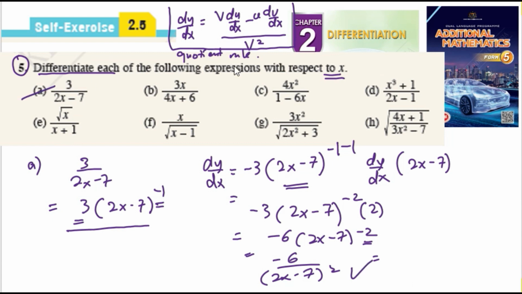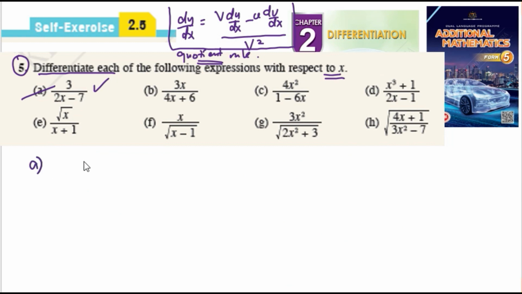This one is not the quotient rule. So I will show you how to use the quotient rule. That shortcut can only be done if the top is without x and the bottom is with x. But for the other case where you see x and x, you cannot do it like this. You have to use the quotient rule directly, right? So I will show you the quotient rule.